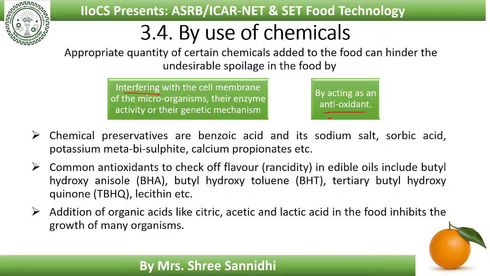Common antioxidants to check off flavor in edible oils include butyl hydroxyanisole, that is BHA, butyl hydroxytoluene, BHT, then tertiary butyl hydroxyquinone, TBHQ and then lecithin. So these are the antioxidants used. Okay, last one is addition of organic acids like citric, acetic and lactic acid in the food can inhibit the growth of many microorganisms.